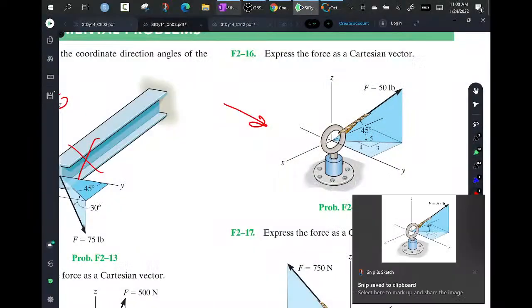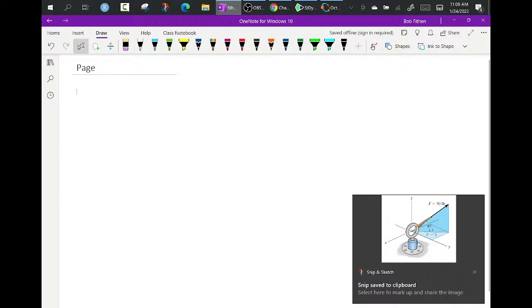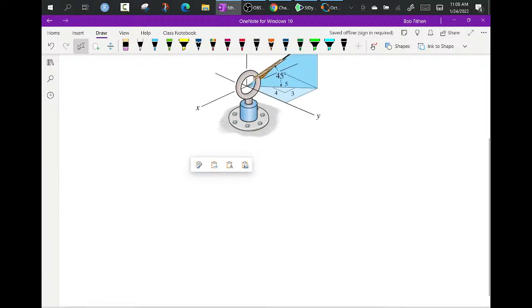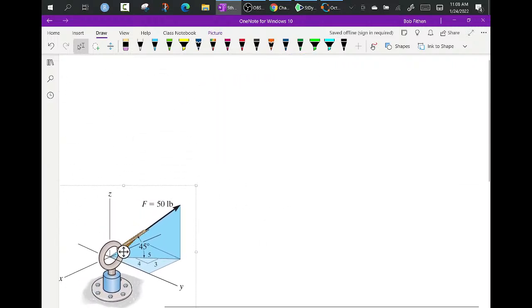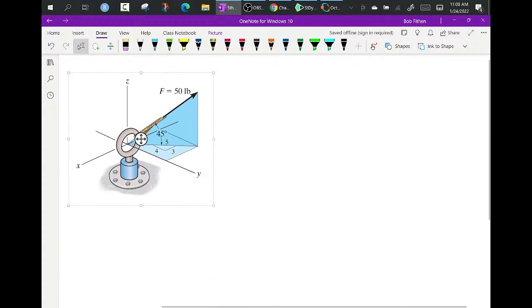Grab it, head over, drop it. Drop it. I don't know what happened there. It ended up dropping itself.